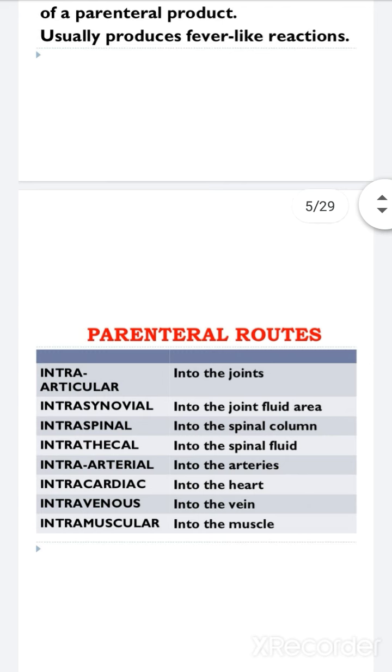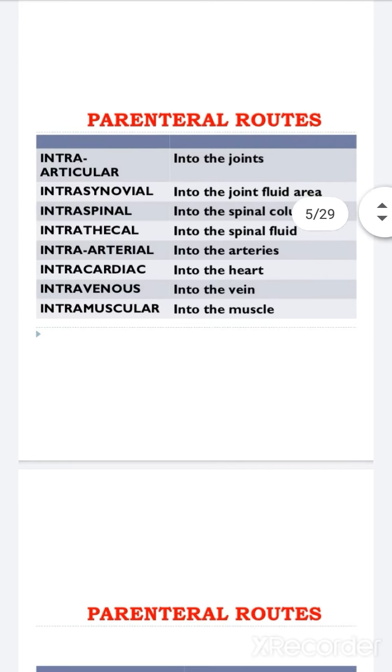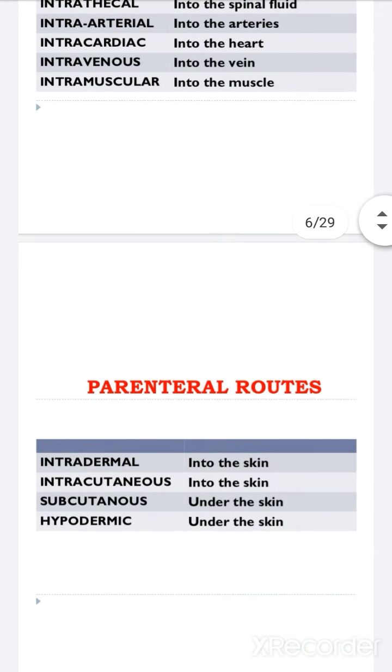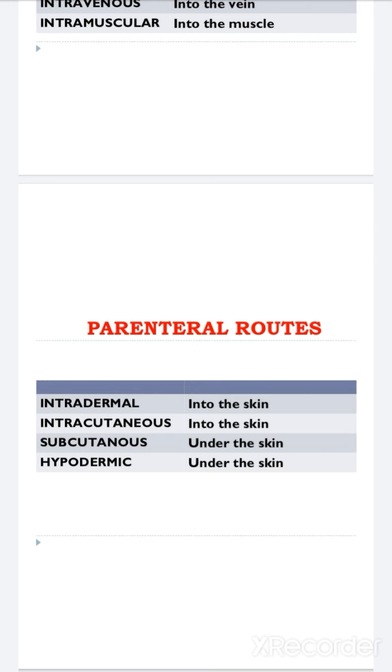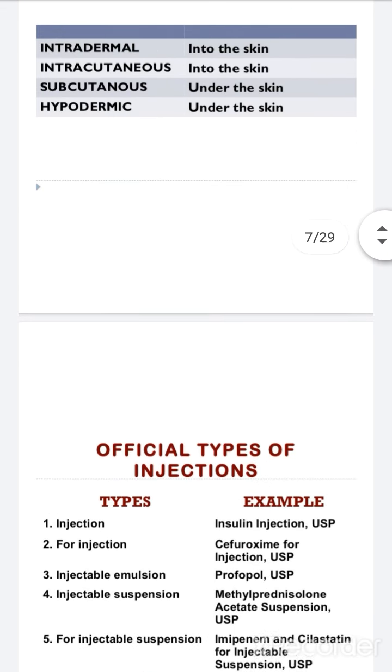There are some parenteral routes: intra-articular, into the joint; intrasynovial, into the joint fluid area; intraspinal, into the spinal column; intrathecal, into the spinal fluid; intra-arterial, into the artery; cardiac, into the heart; intravenous, into the vein; intramuscular, into the muscle. Very simple. Then intradermal, into the skin; intracutaneous, into the skin; subcutaneous, under the skin; hypodermis, under the skin. Hypo means under the skin.